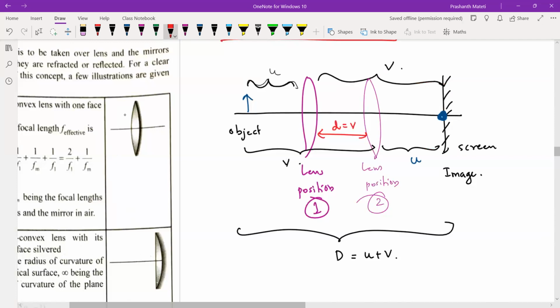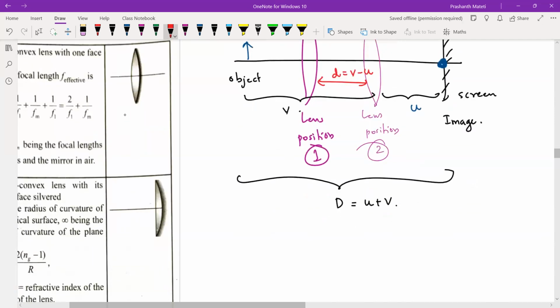V minus u. So now what can we write? Capital D is the distance between the object and the screen, and small d is the distance the lens has been shifted. So d is equal to what? V minus u.